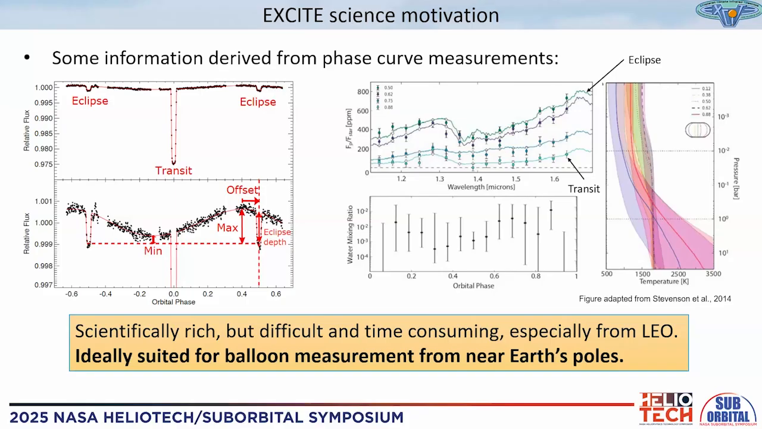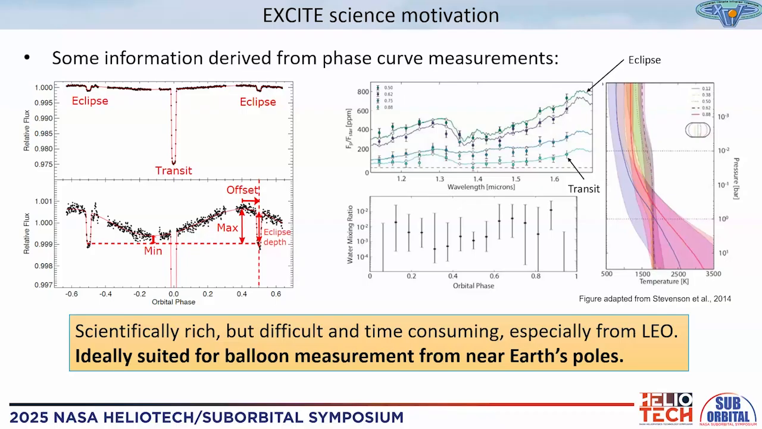And from those measurements, you can generate these spectra shown at the right. This is data from Hubble showing what the actual emission spectrum of the planet looks like as a function of orbital phase. And from there, you can derive temperature and pressure profiles of the atmosphere. So it's a very scientifically rich measurement, but it's difficult and time-consuming.